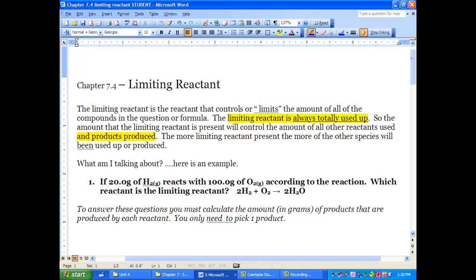It's the reactant that limits the amount of product that can be made. If you have two different reactants, one reactant may be in excess, which means it's probably the cheapest of the two reactants, and it's there to make sure that all of the other reactant is used up. But the excess reactant will make a lot of product, and the limiting reactant will limit the amount of product that will be made. It is totally used up, whereas the other reactant is not used up hardly at all, and it controls the amount of product that is made.